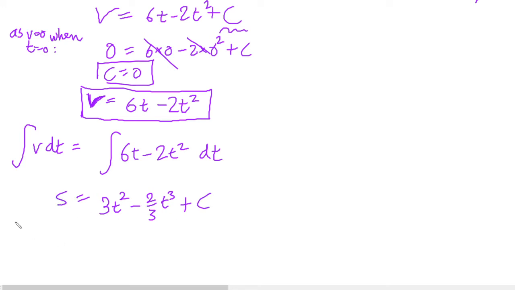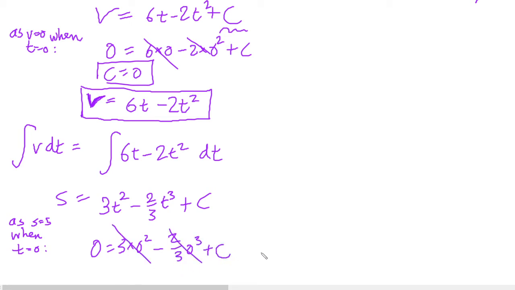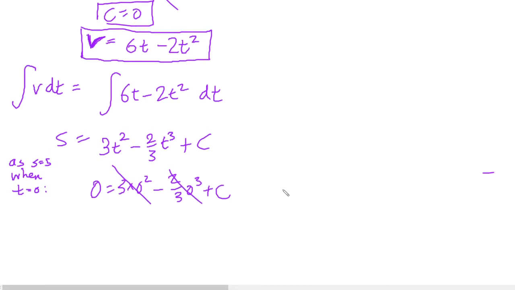And as s is equal to 5 when t is equal to 0, 0 is equal to 3 times 0 squared minus 2 over 3 times 0 cubed plus c, and these terms are all eliminated because they're multiplied by 0. And, sorry, this is not 0. 5 is equal to 3 times 0 minus 2 over 3 times 0 cubed plus c, and that means c, our constant of integration, is 5. And this constant of integration represents the initial conditions of the particle.